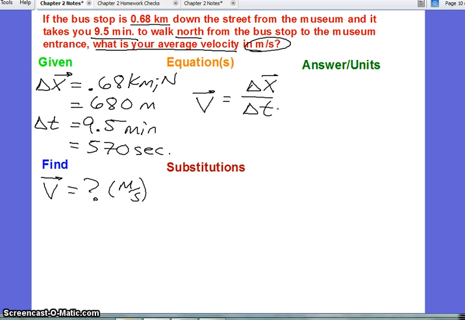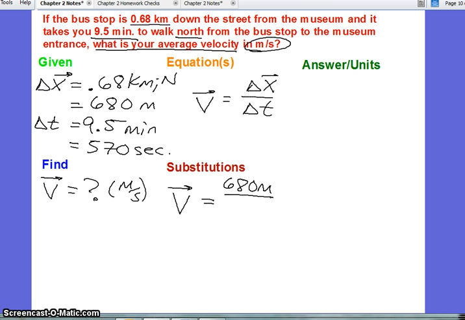Then I want to see what you're writing into this equation. So I want to actually see your substitutions, what you're putting into your calculator. Our variable is v, so that's not going to have a number. However, we know delta x is 680 meters. And so we replace that in our equation.